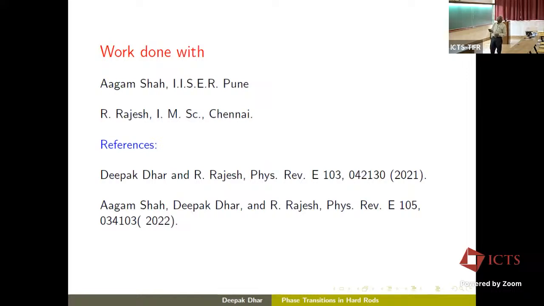This work is done with a BSMS student, Agam Shah, and R. Rajesh in IISc. Some parts of it have been published earlier.